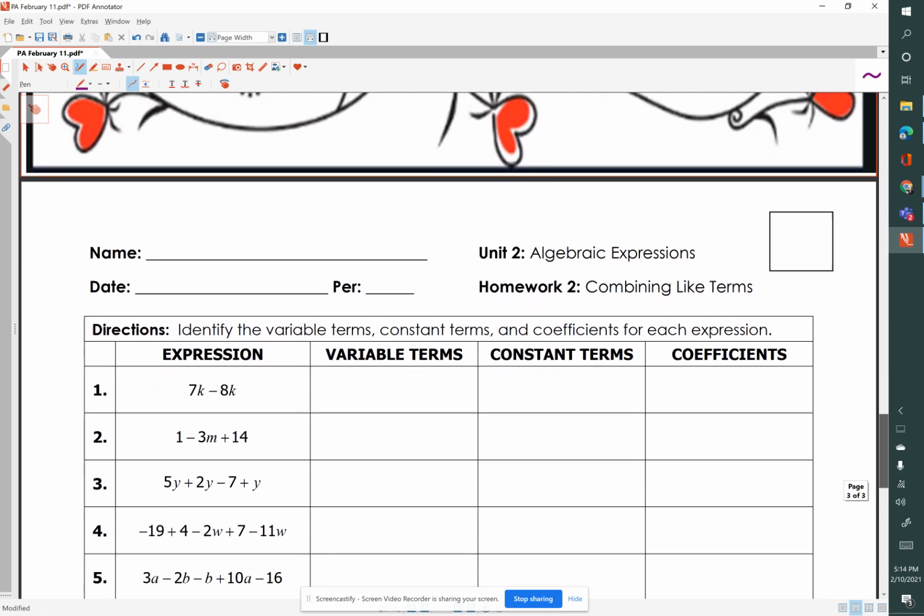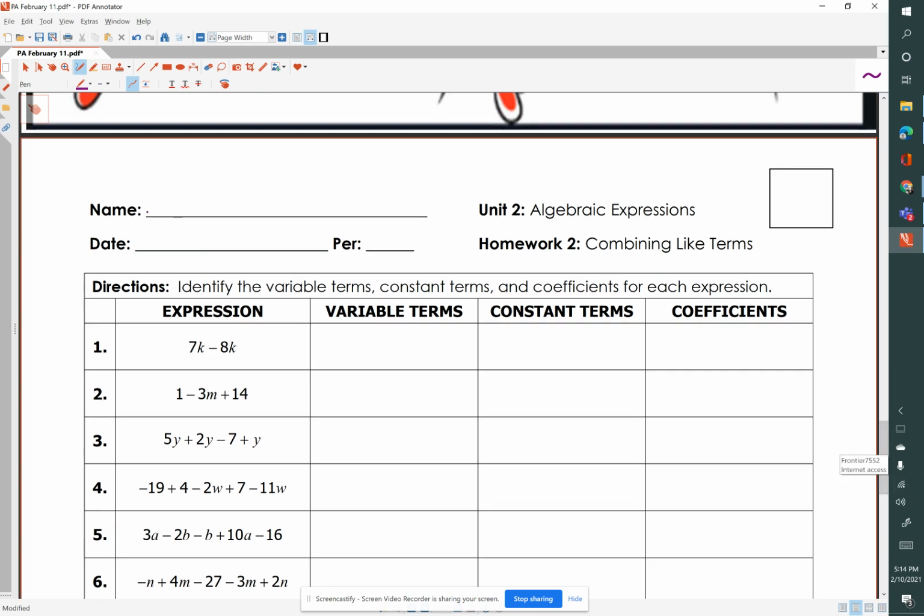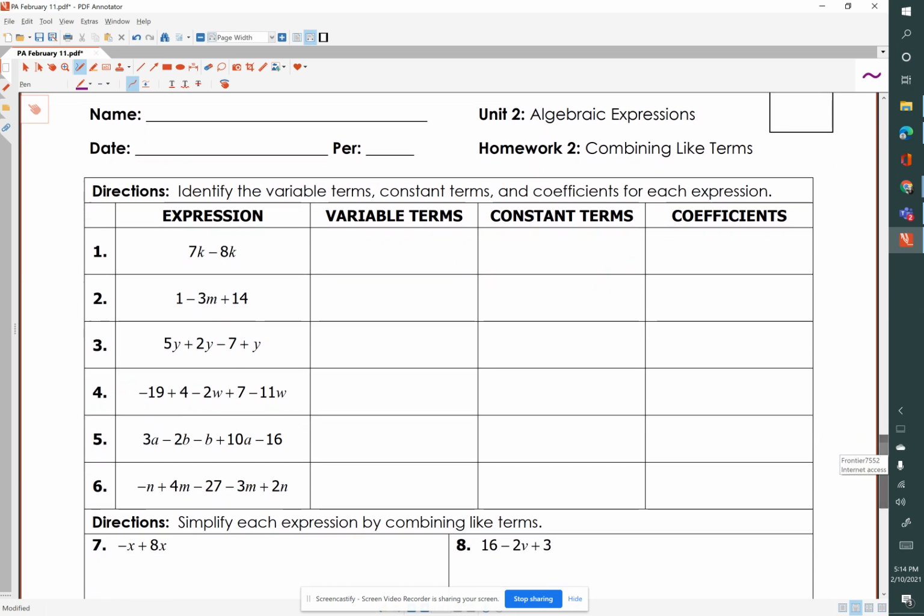But for now, we are going to combine some like terms. So put your name at the top and let's get this done. We are going to look at the expressions, and when we look at these expressions, we'll look for variable terms. We'll look for constant terms. Those are the numbers that are all by themselves. And with the variable terms, if the variable term has a number associated with the variable, that number is called a coefficient.